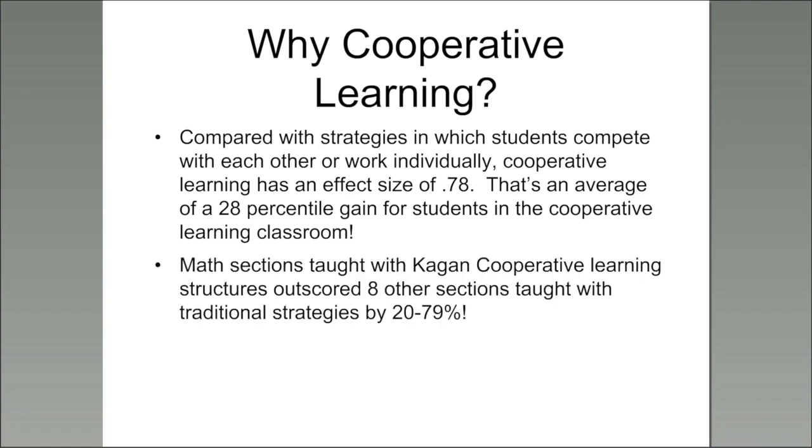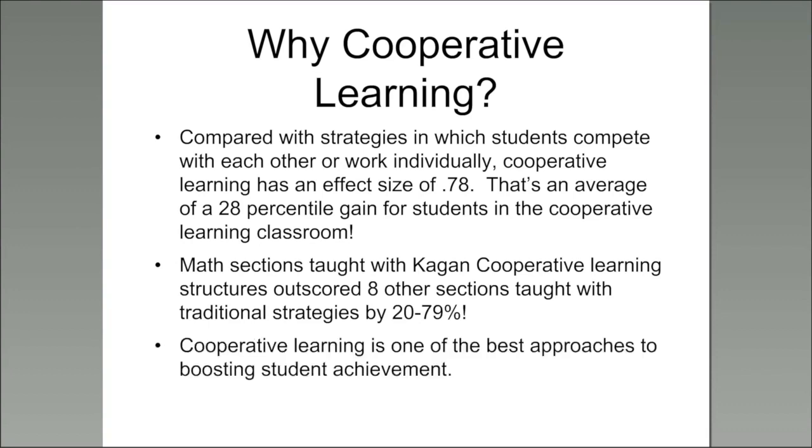Like, I want my student in that classroom. Math sections taught with Kagan cooperative learning structures like this Sage and Scribe outscored 8 other sections taught with traditional strategies by 20 to even up to 79%. They were outscoring the other sections taught the same math concepts, just taught with cooperative learning or not. And finally, cooperative learning is one of the best approaches to boosting student achievement. And I highly encourage you to look into Kagan cooperative learning strategies for math. And there are many out there that are specific for math, like that Sage and Scribe.